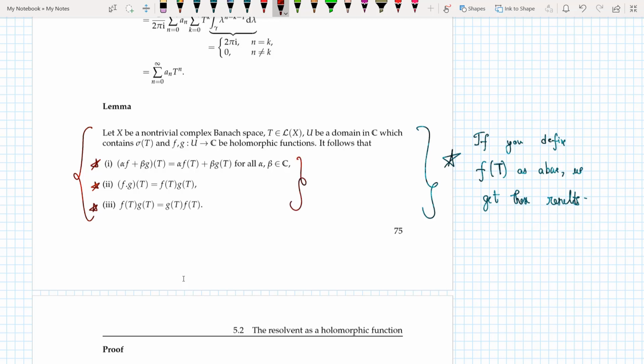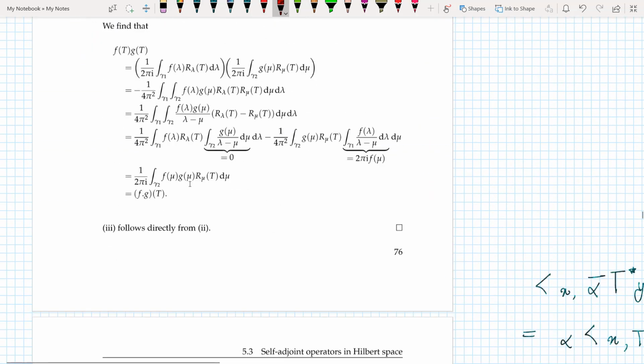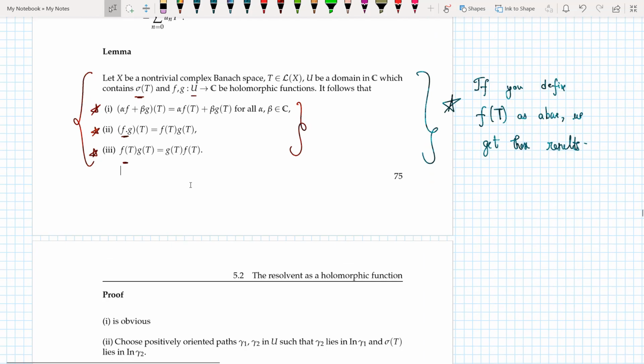Let's go through them. So X is a non-trivial complex Banach space, T a bounded operator, U be a domain in C which contains sigma(T), and f, g be holomorphic functions defined from U to C, and it follows that they are linear. This property is satisfied and this is also satisfied, and hence we come to the end of our series on spectral theory.